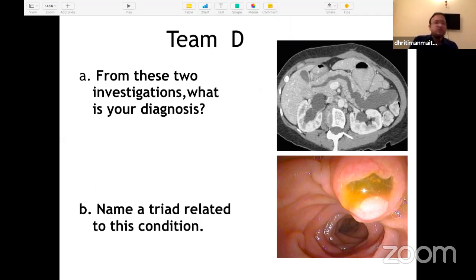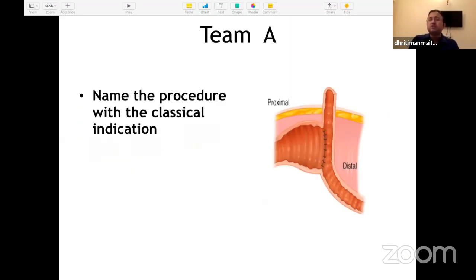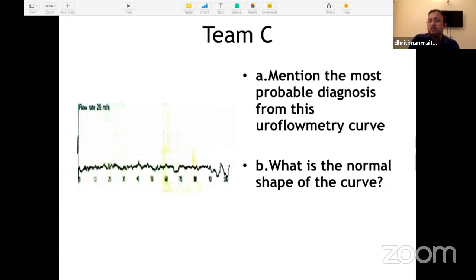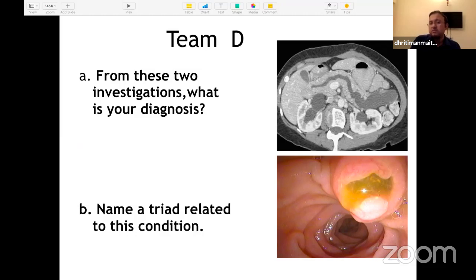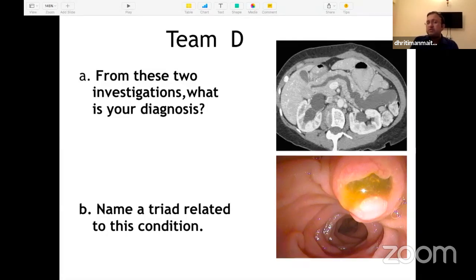So round 7, this question was not answered by anyone. This is a Bishop-Koop procedure done for meconium ileus in neonates. This was there. This is a uroflowmetry curve showing urethral stricture. And the normal shape of the curve is a bell-shaped curve. You can see the dilated pancreatic duct on CT scan, and you can see mucin being secreted from the ampulla into the duodenum. So this is an IPMN, intraductal papillary mucinous neoplasm of the pancreas, and the triad is called Ohashi's triad.